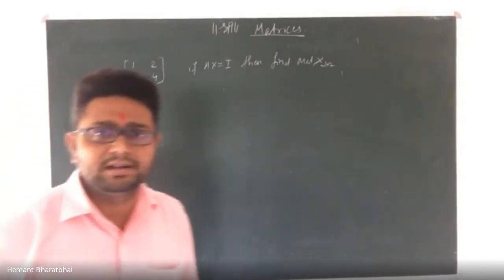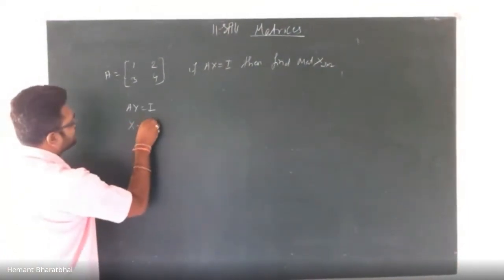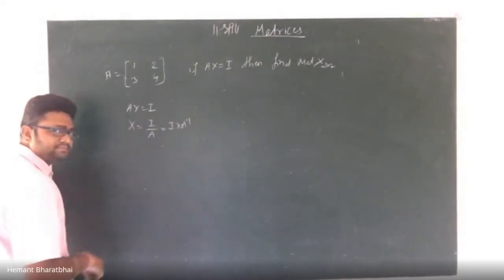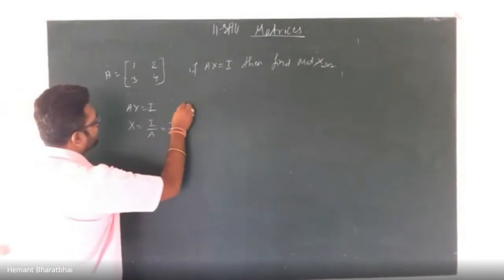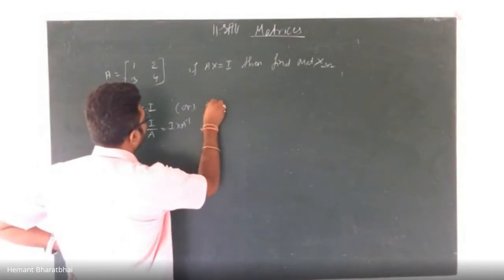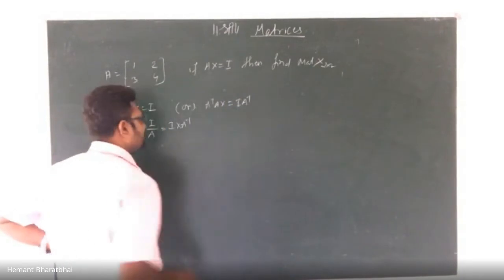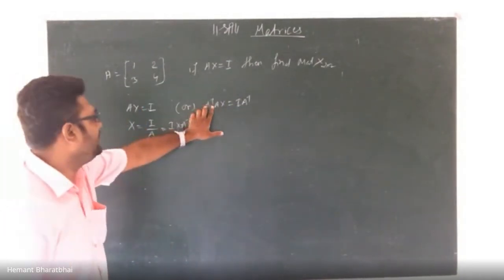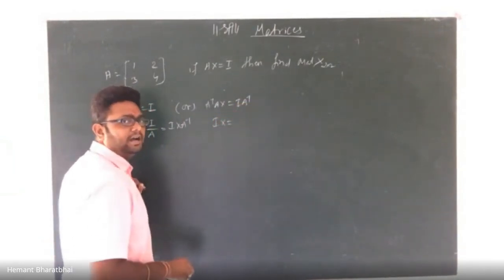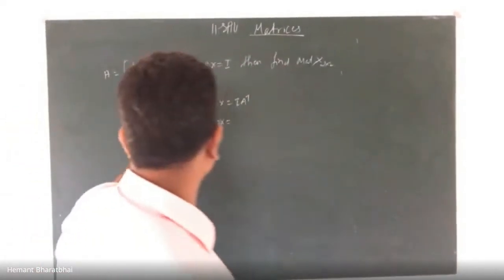So if I divide by A, then I'll get X is equal to I upon A, which can be written as I into A inverse. Or the same thing can also be written as pre-multiplying by A inverse on both sides, or post-multiplying, whatever. So A inverse into A gives me I. So it will become I into X is equal to I into A inverse. We can write in this form also, or we can write in this form also.